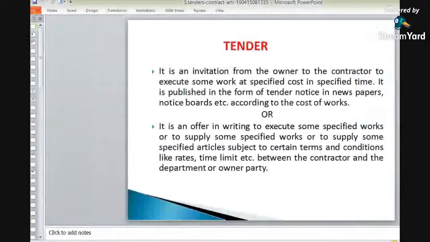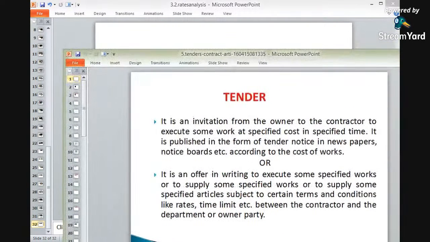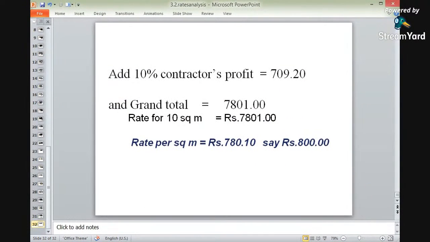So again, we will go a little bit faster. We will see the concept of tendering also. Yes, so we will see the concept of tendering.